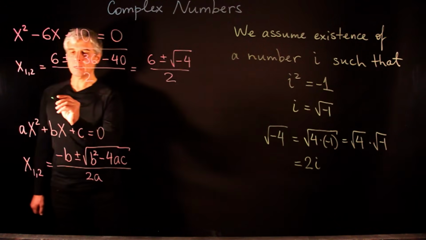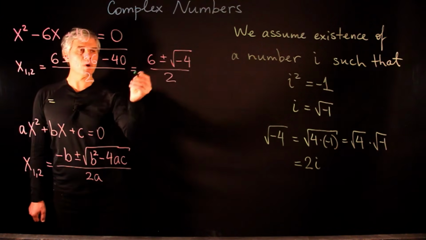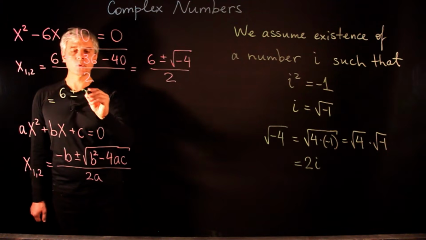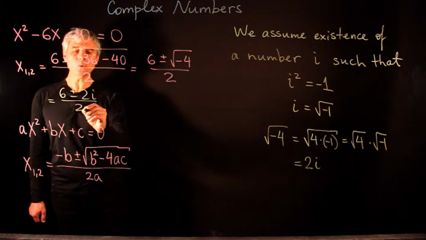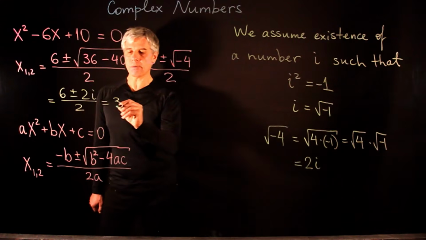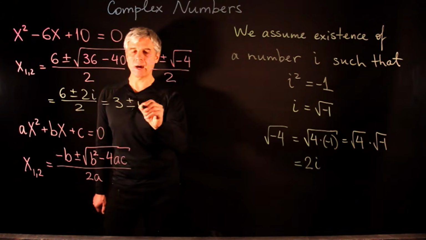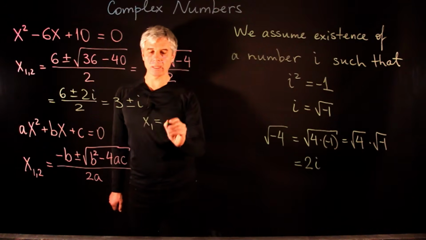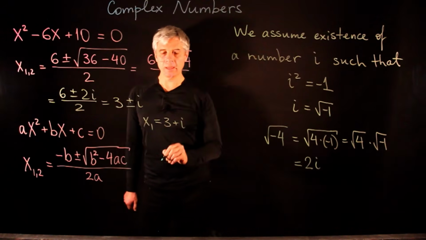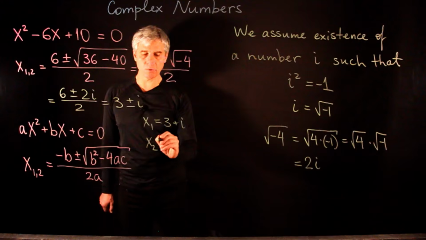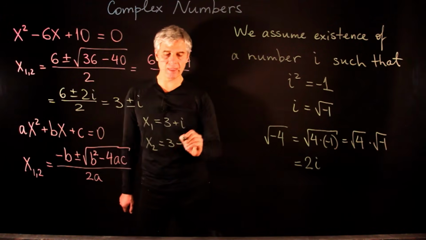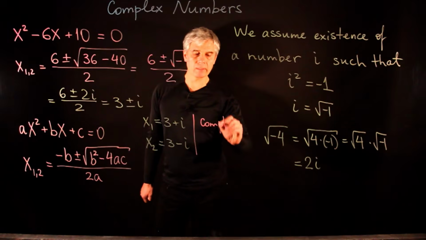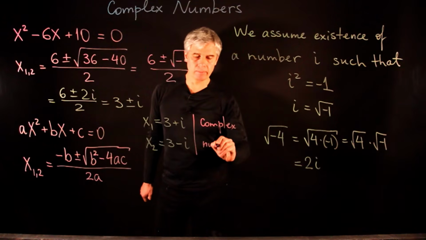And then we arrive at our answer. So here we get 6 plus minus 2i divided by 2, or this is 3 plus minus i. And we get two roots. So we have one root is 3 plus i, and the second root of this equation is 3 minus i. So these are examples of complex numbers.